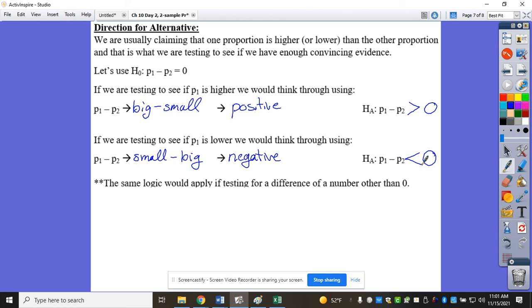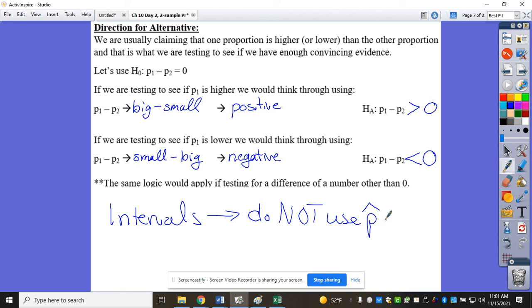So the big thing is, and you might even want to write this somewhere at the bottom, only with tests are we using p hat c, which is the pooled proportion or combined proportion. We don't have anything to claim about it. We don't have to put it together.